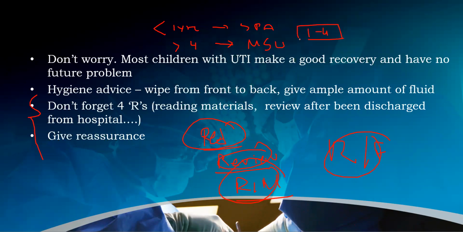Now for this pre-continent child, 1 to 4 years old, there is one other thing that you can do, which we call clean catch urine. So if parents are able to catch the urine, then that's one of the other ways to avoid SPA in this child group.